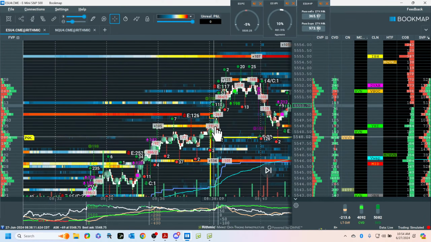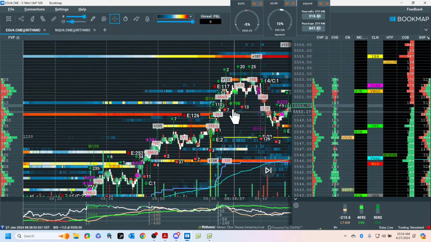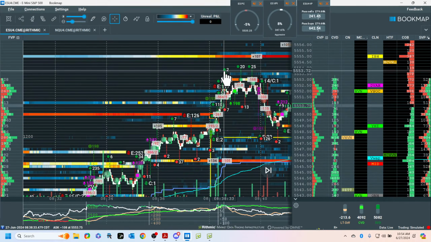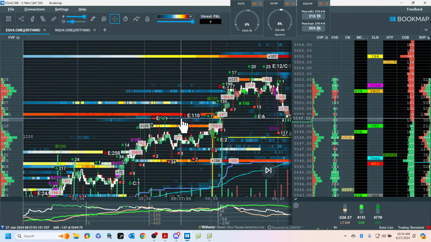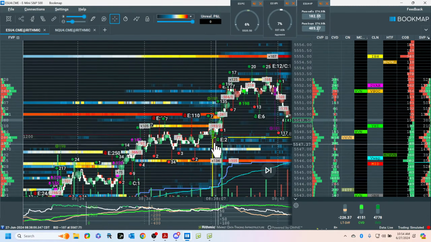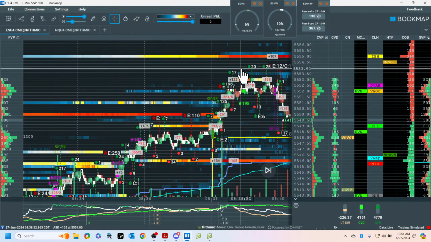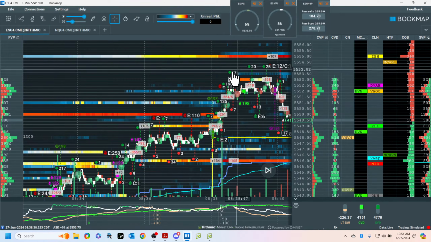VPOC migration, new retail price. Now, let's look at the behavior here. Now, what you need to have, and part of trade plans and edge, is not trying to get the high to low of anything, because we don't know where the high or low of anything is until hindsight, right?